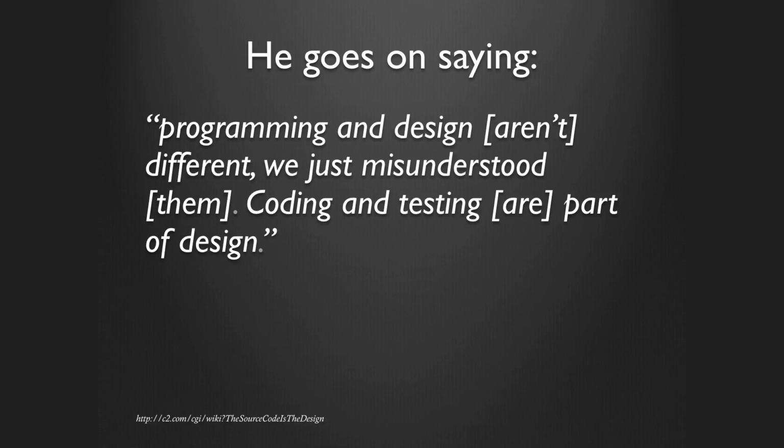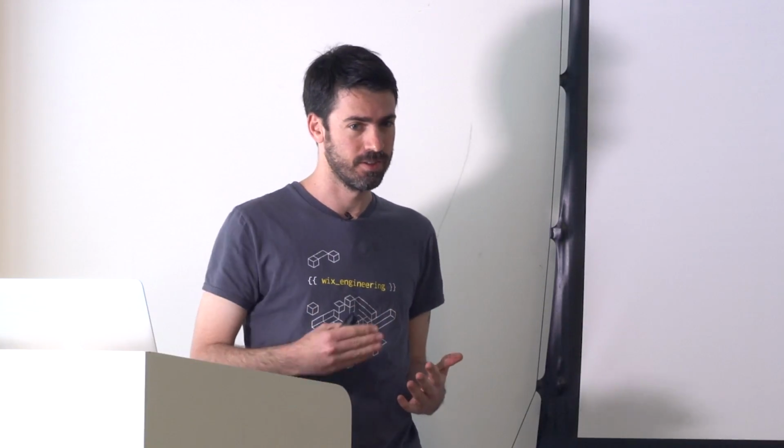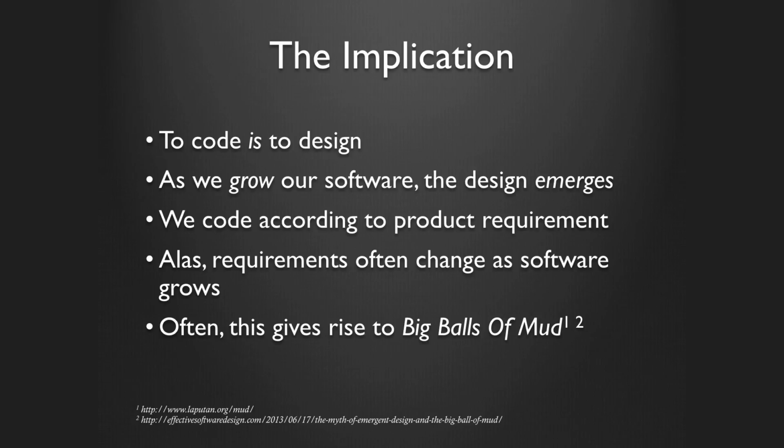on writing these documents and drawing these diagrams, which lose touch with the reality of our software as soon as they've been written. Right? We've all seen that. We've all read or even written design documents that had nothing to do with the software that we actually produced. So what is the implication of this? Well, to code is to design. And when we grow our software, the design for our software emerges from that evolutionary process that I described.